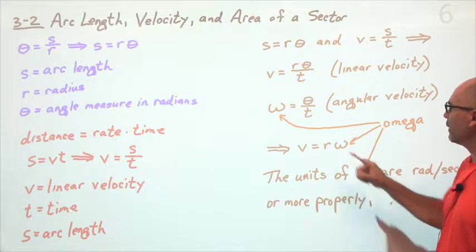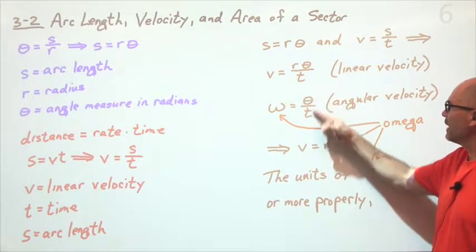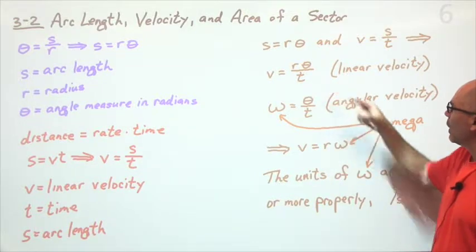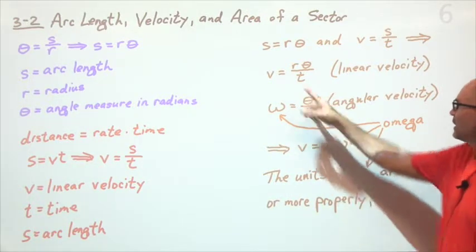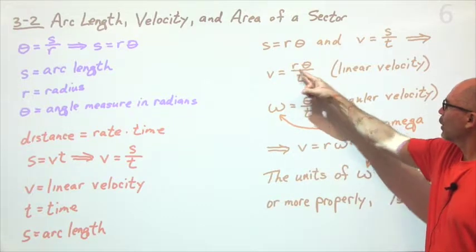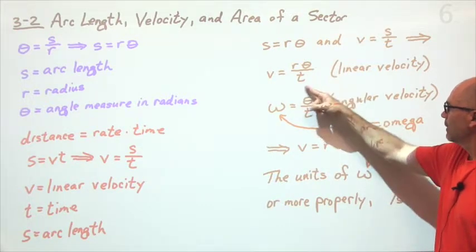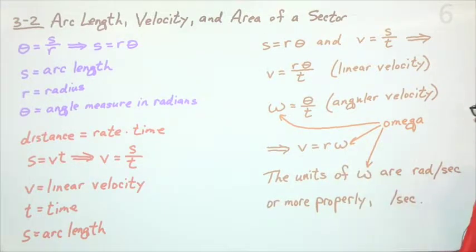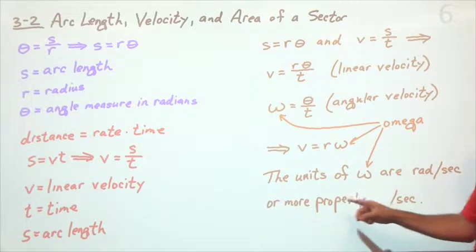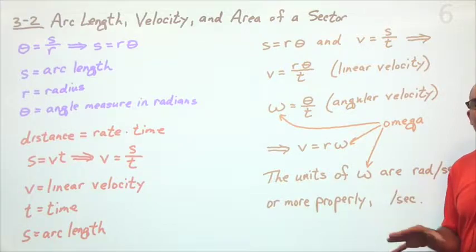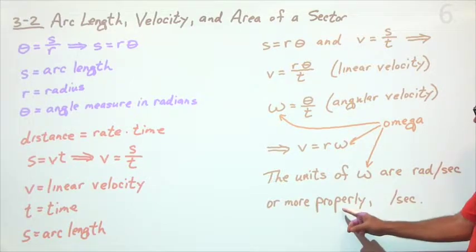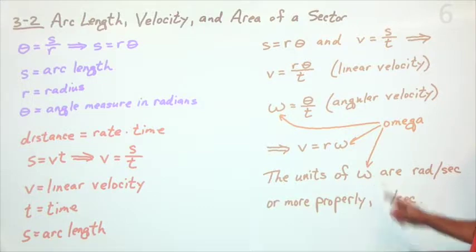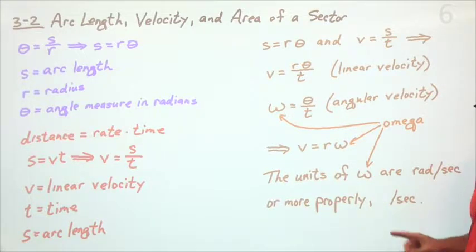Now notice what we have here, omega equals theta over t. Well, then velocity equals r times theta over t. That means velocity equals r omega. And the units of omega are radians per second, or remember, radians are a unitless measure, so really, more properly, the units of omega would be just simply per second.